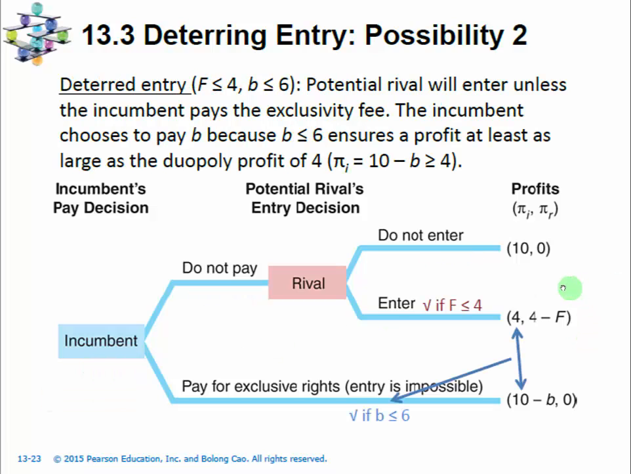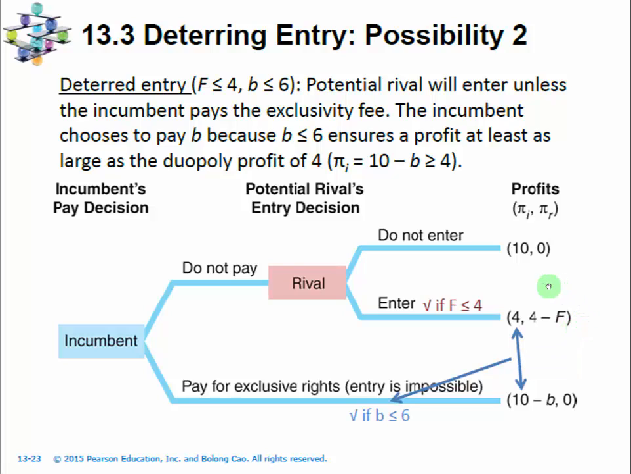The second possibility is so-called deterred entry. That means the incumbent has to do something to prevent the rival from entering, because now we think about the situation where the fixed cost is less than 4.